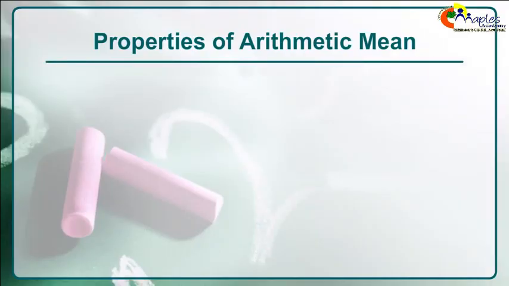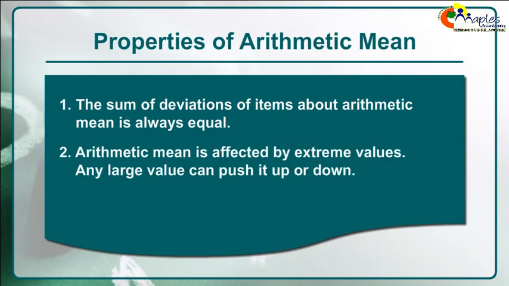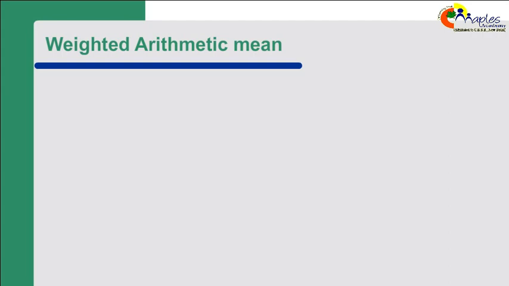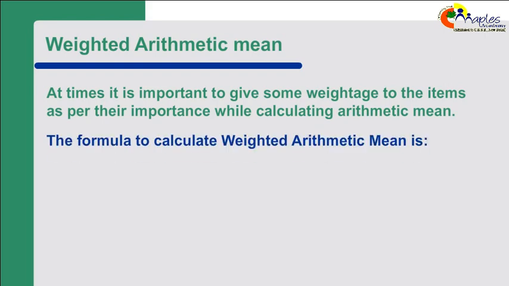Properties of arithmetic mean. 1. The sum of deviations of items about the arithmetic mean is always equal to zero. 2. Arithmetic mean is affected by extreme values. Any large value can push it up or down. Weighted arithmetic mean. At times, it is important to give some weightage to the items as per their importance while calculating arithmetic mean. The formula to calculate weighted arithmetic mean is Σwx/Σw.